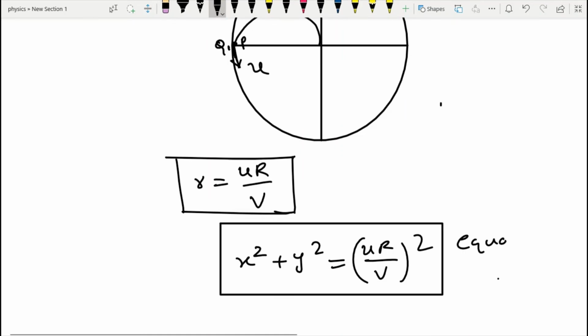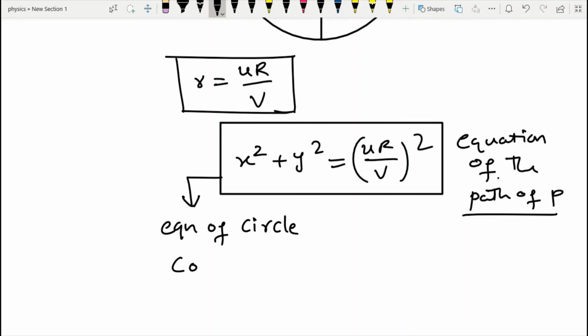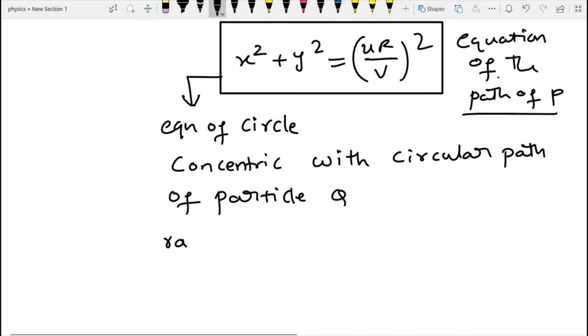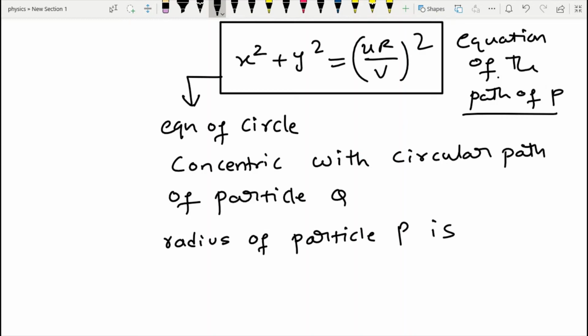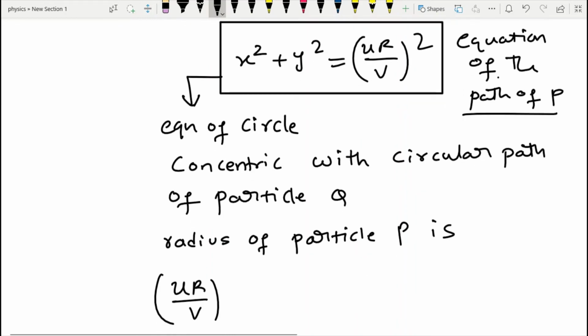Equation of the path of P. So this is important, and you can clearly see this is a circle equation. It is the equation of a circle, concentric with the circular path of particle Q. The radius of the circular path traced by the particle P is u r by v. Radius of the particle P is u r by v. This is the radius of the path traced by the particle P finally.